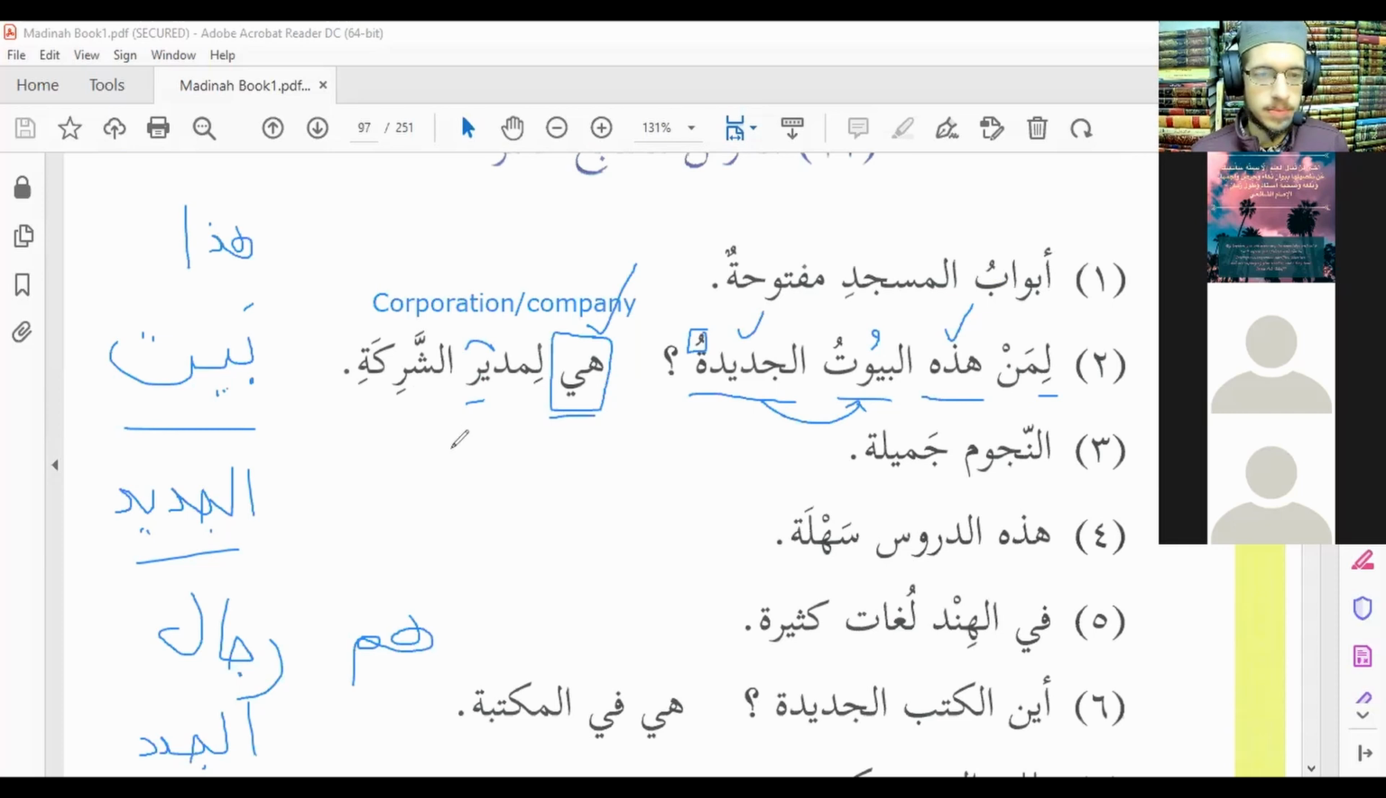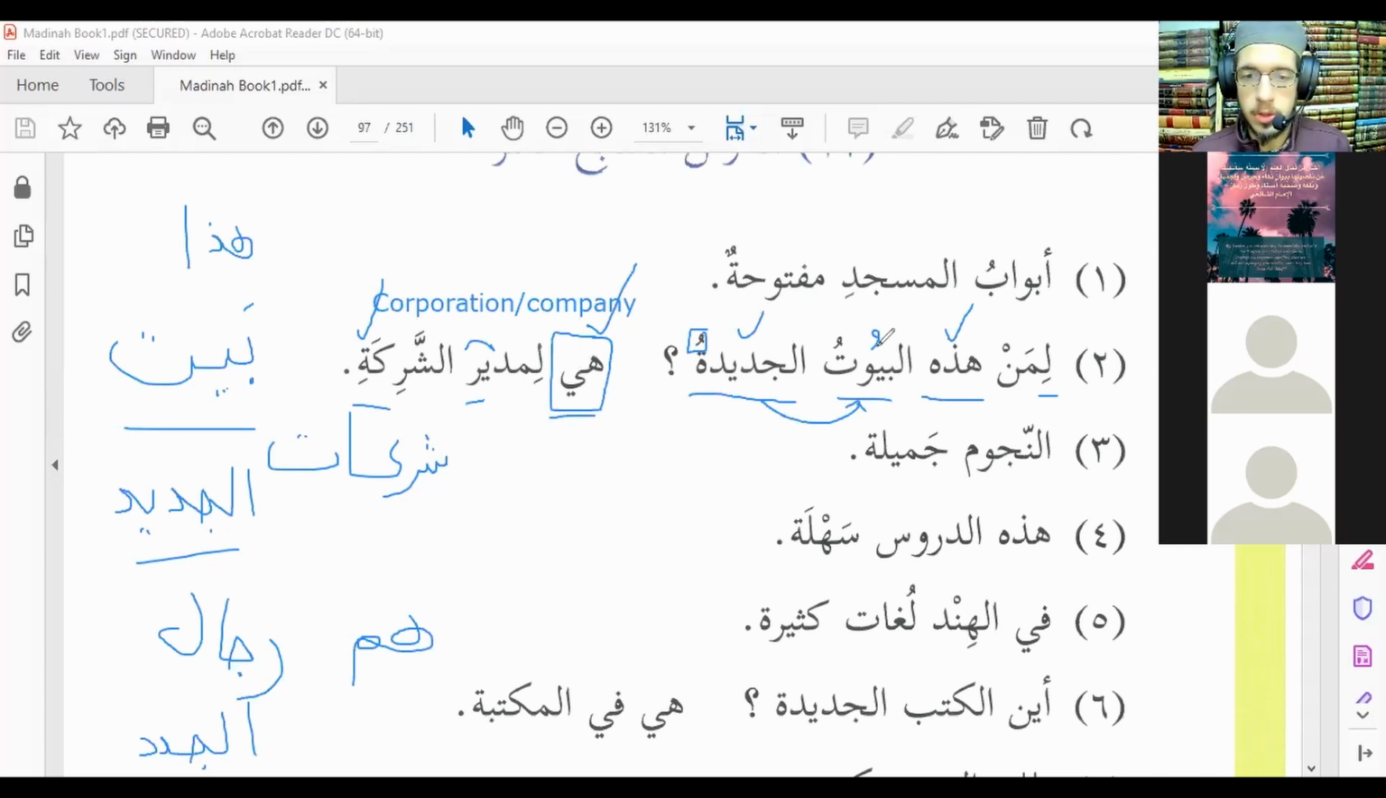Any questions? Yes. Let's say it was a male and we say hum rijalu sharikati, it's just going to be sharika? Yes, sharika is independent. That's a very good question. Sharika is like sayara. This word sharika is singular feminine by itself, and the plural would be sharikat. That is independent. That's just the word by itself.